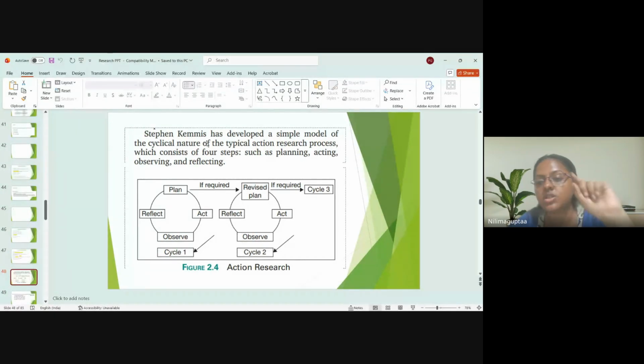There are many questions that are asked from this particular topic. He developed a simple model of the cyclic nature of typical action research, which includes four steps, that is planning, acting, observing, and reflecting. As I told you, if attendance is low, I will plan a solution. Let's say I will give extra marks to students who attend lectures. So I have attached the concept of marks to attendance. I have planned. Now I am acting. I have announced this in my class. I observe, attendance has increased in my class. I reflect, it has given me a good solution, I carry on with it.